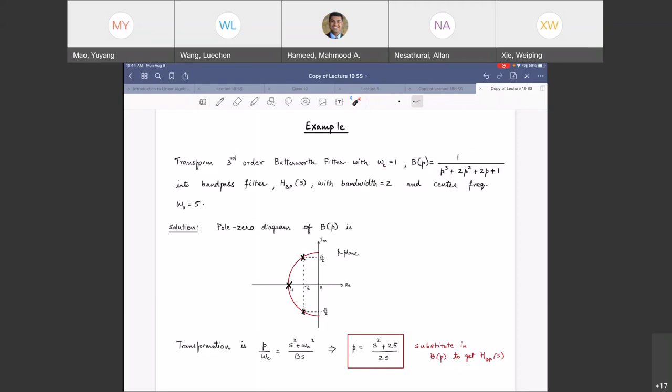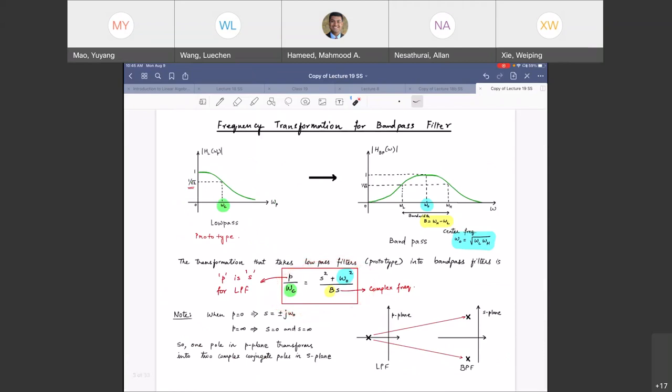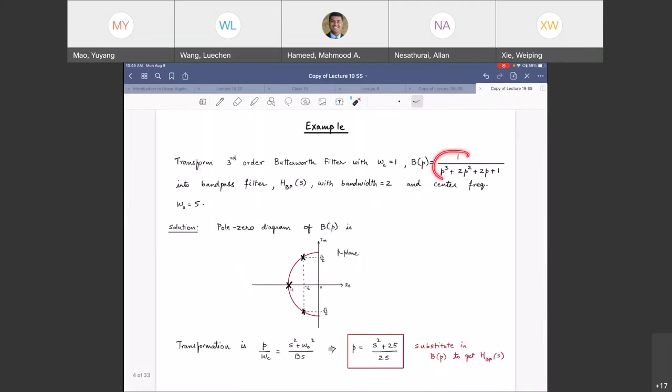Next, I want to design what? A band pass filter. What is the center frequency? What is the resonant frequency? What is the bandwidth? Bandwidth, I want it to be 2, and I want the omega naught to be 5, resonating at 5. What I will use is this particular transformation: P equals S squared plus 25 divided by 2S. It is exactly coming from that particular equation over there. So all the P's over here will be substituted by that.